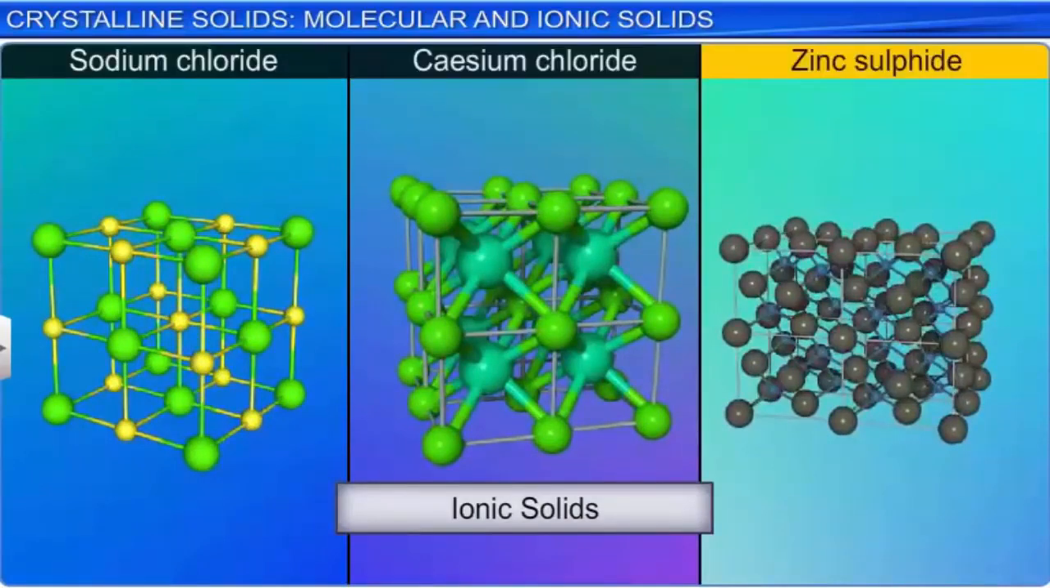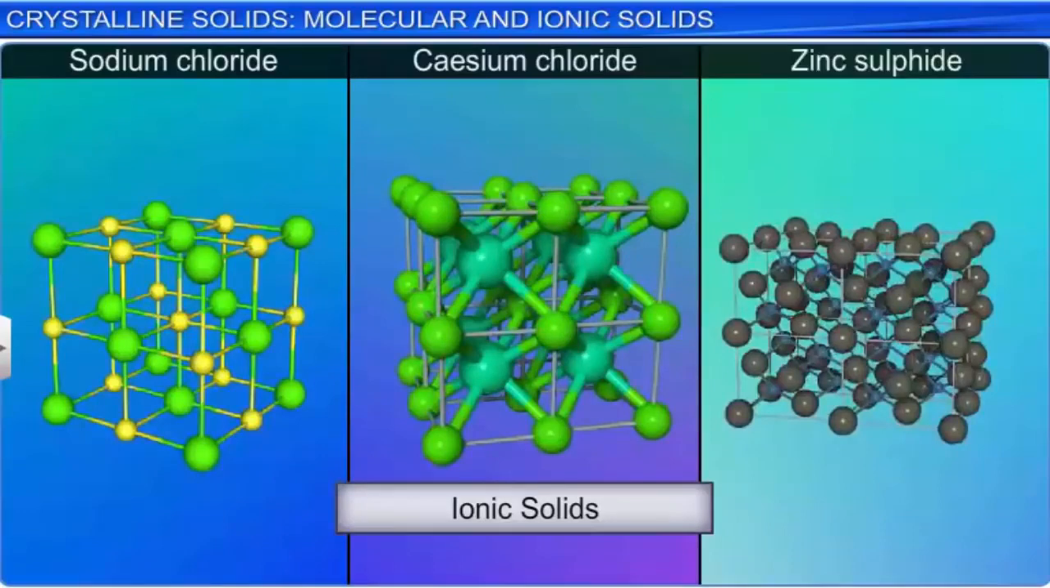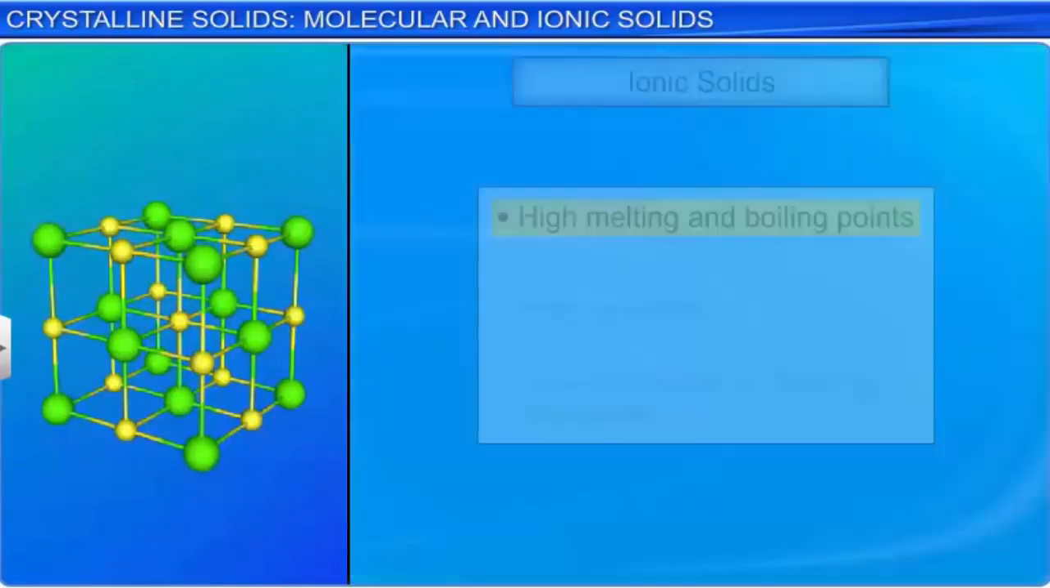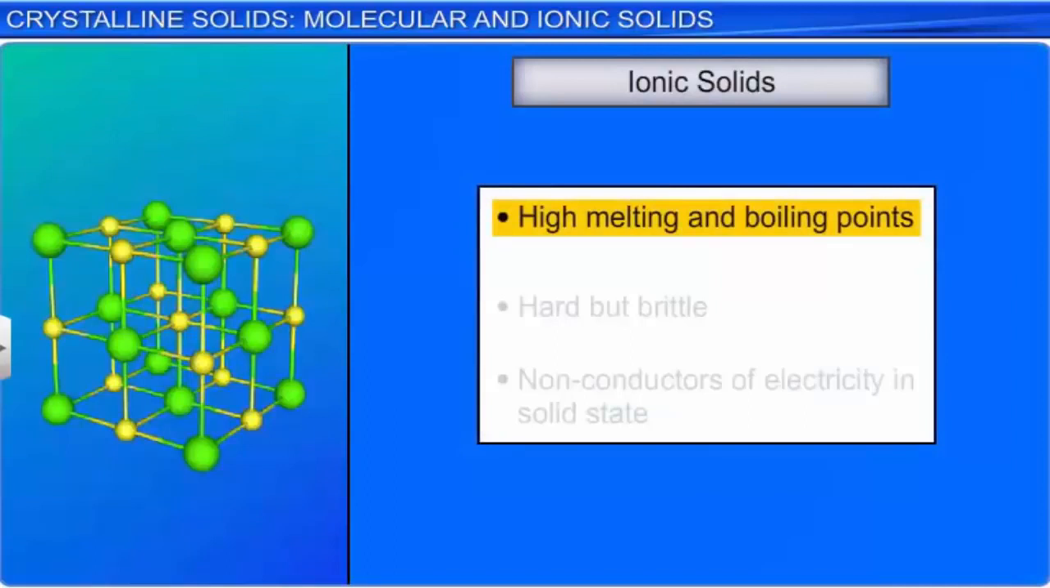These solids have high melting and boiling points. This is attributed to the strong electrostatic forces of attraction. As a result, these solids are also hard but brittle. As the ions are in fixed positions, they are non-conductors of electricity in solid state.